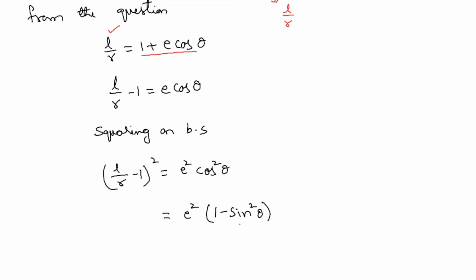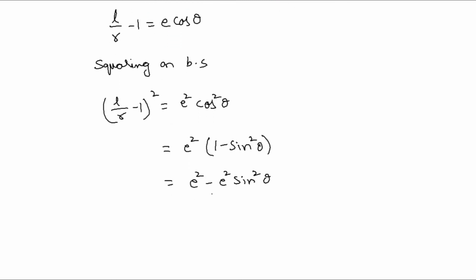So I've expressed this in the form of sine square, but I have to get it as E square sine square. So multiply E square inside: E square into 1 will be E square, minus E square sine square of theta. But I want plus E square sine square theta, so let us take this negative sign on the left hand side. It becomes plus E square sine square of theta is equal to, on the right hand side you have E square. So send this left hand side to the right hand side: minus of (L/R − 1) and it is squared.